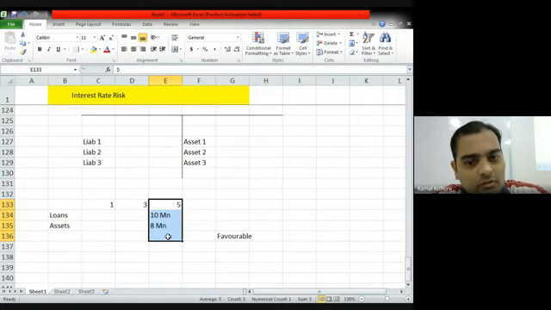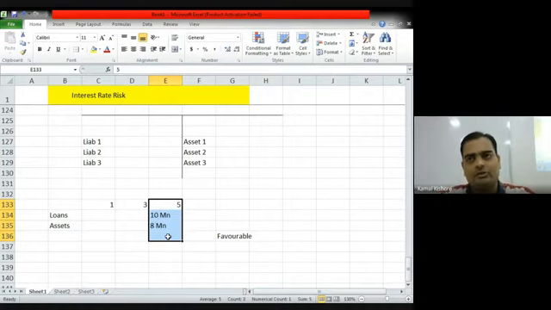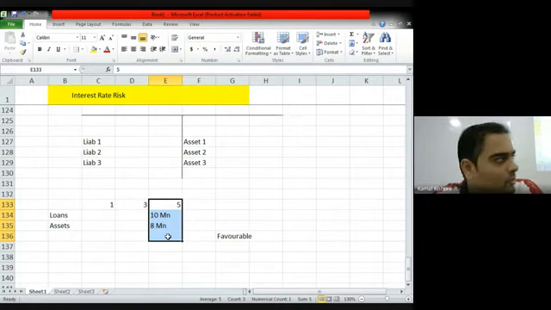Indifferent. Why? Because you have loans worth 10 million and assets worth 10. When interest rates increase, you will spend more for loans and you will get income for loans. It will offset, so it will compensate. How will it compensate? Are you getting my question here?